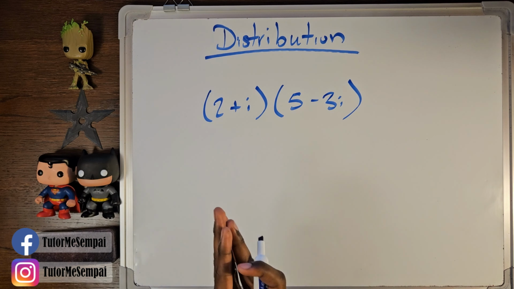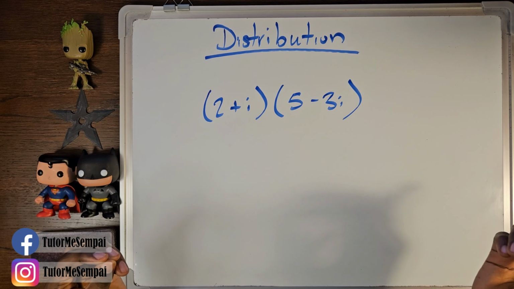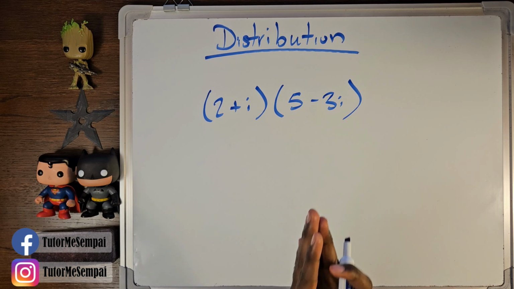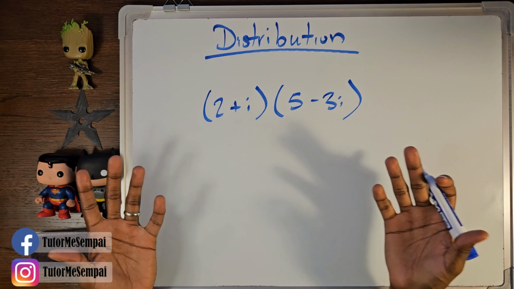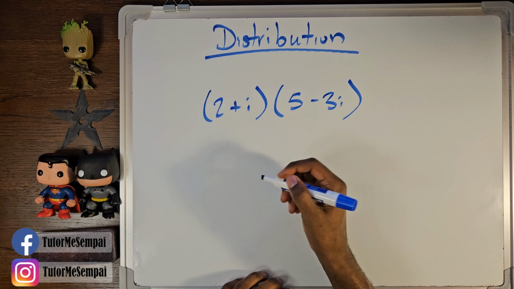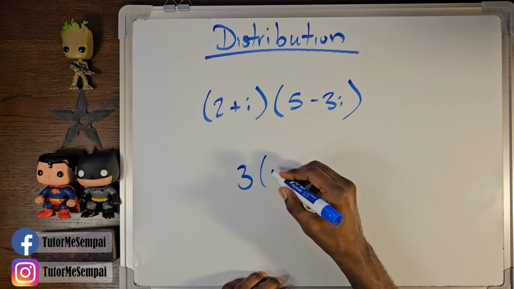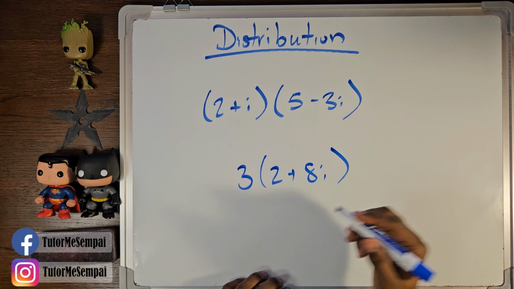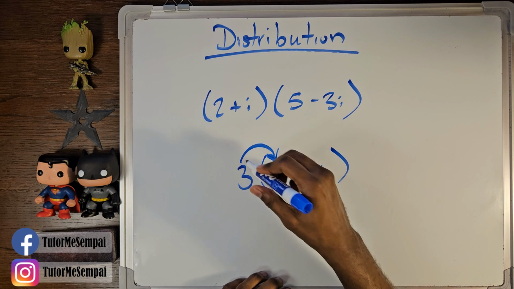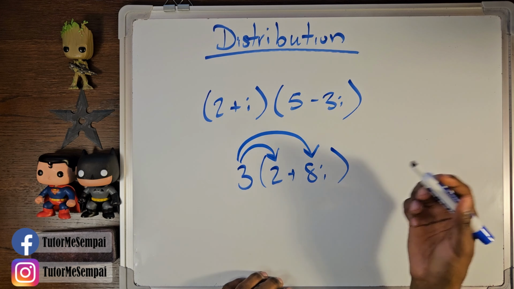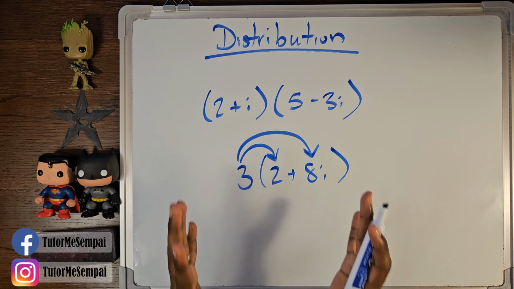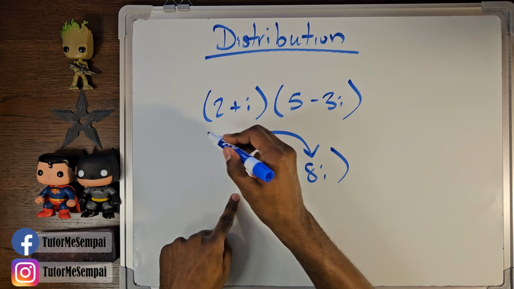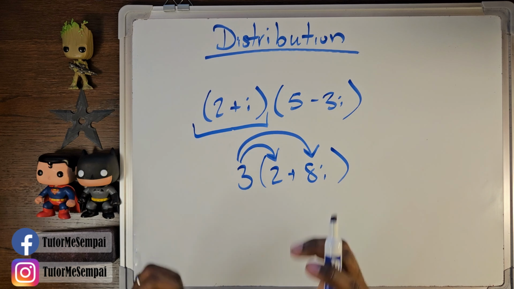So our first method that we're going to cover is what I would call the distribution method. I call this the distribution method because it's going to look and feel just like how we distributed our constants. So when we had something like 3 times 2 plus 8i, we said that we had to distribute this 3 to both components. Well, we're going to do the same exact thing, but instead of distributing a constant, we're going to distribute the entire complex number.